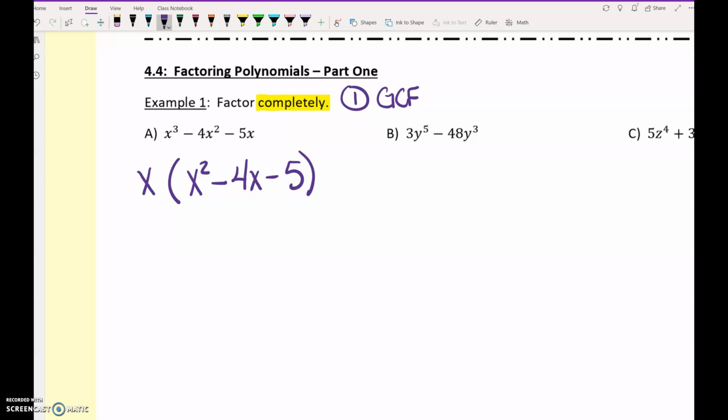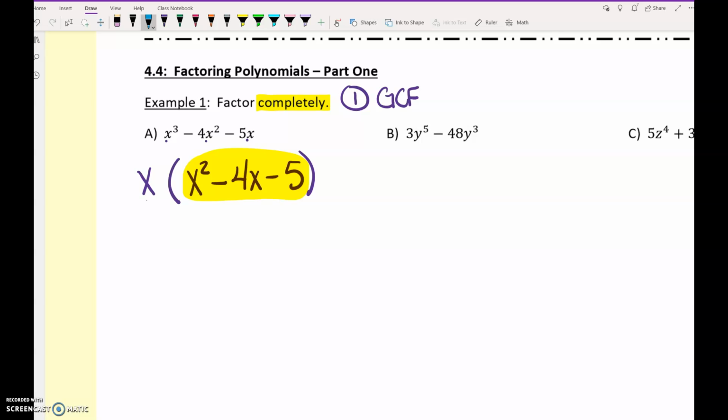When it says factor completely, you always start with greatest common factor. So these three terms just have an x in common. When we take that x out, we're left with x squared minus 4x minus 5. So now we need to figure out how to factor x squared minus 4x minus 5.